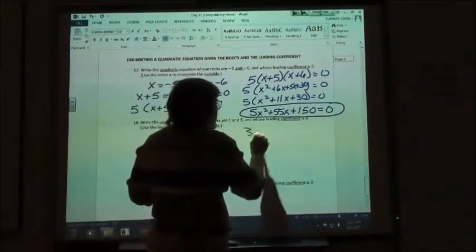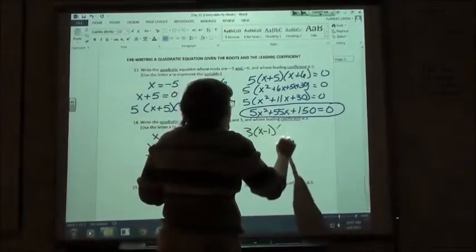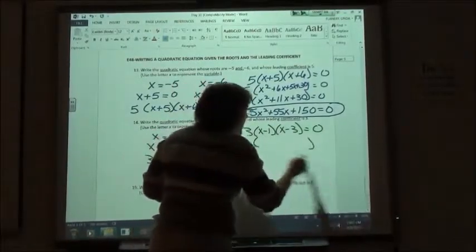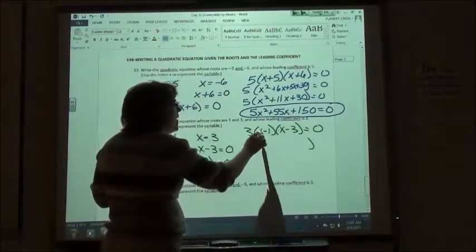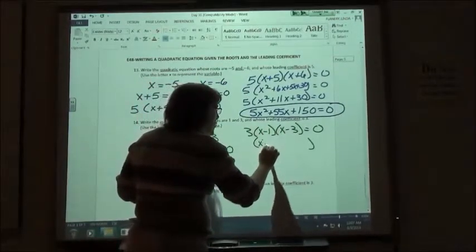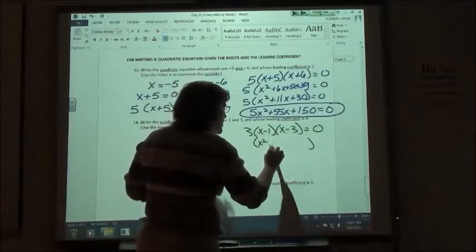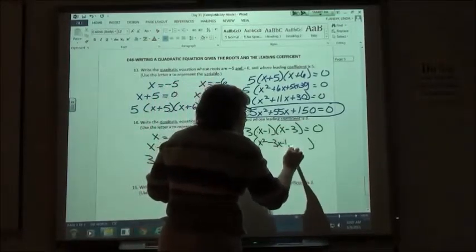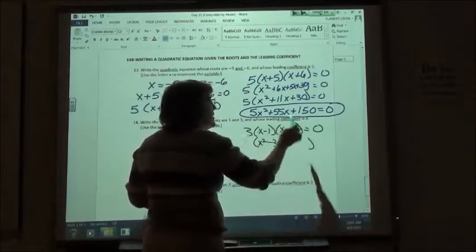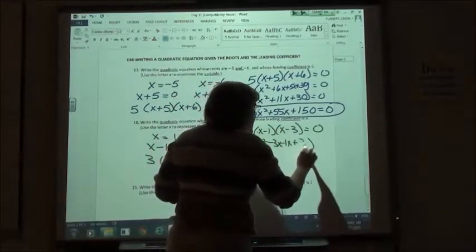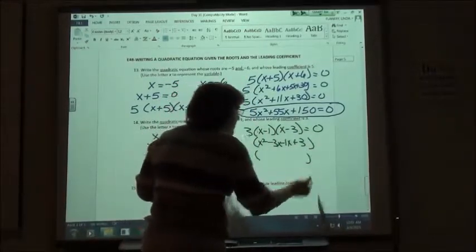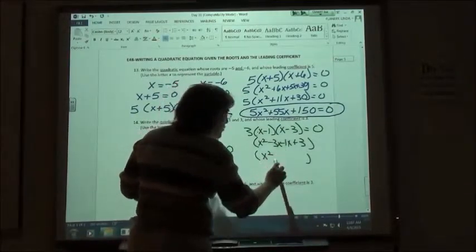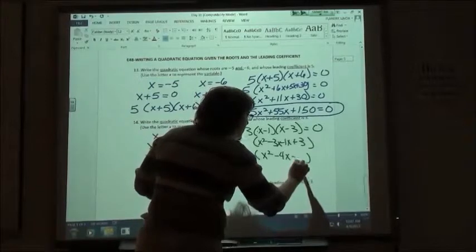So if I have 3 times x minus 1 times x minus 3 equals 0, again, I'm going to FOIL out my quadratic part. X times x is x squared. X times minus 3 is minus 3x. Negative 1 times x is minus 1x. Negative 1 times a negative 3, positive 3. Combining my like terms, x squared, negative 3 minus 1 would be minus 4x plus 3.